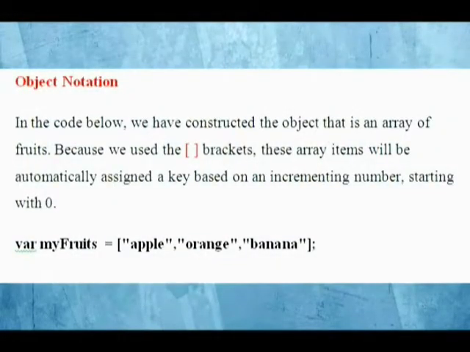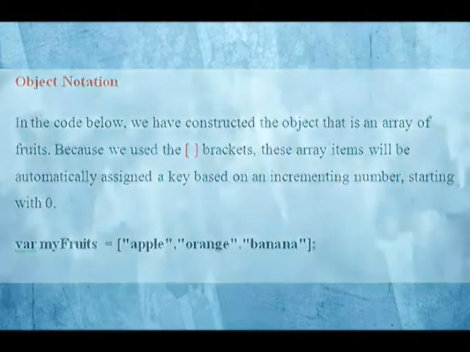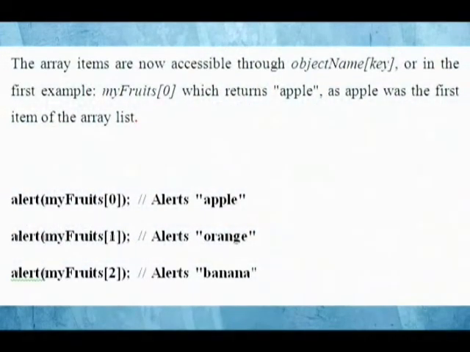Object notation. In the code below, we have constructed an object that is an array of fruits. Because we used the brackets, these array items will be automatically assigned a key based on an incrementing number starting with 0. The array items are now accessible through the object name and key, or in the first example, myFruit[0], which returns apple, as apple was the first item of the array list.